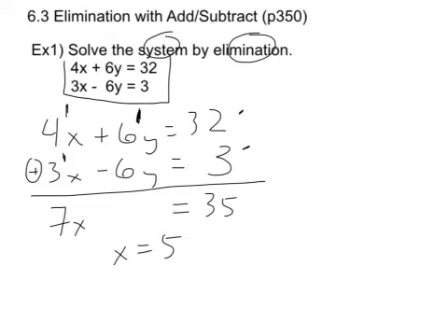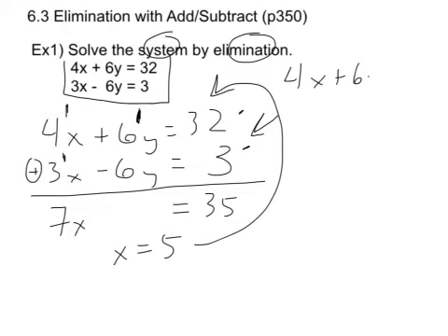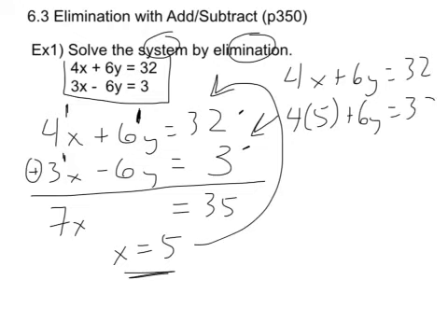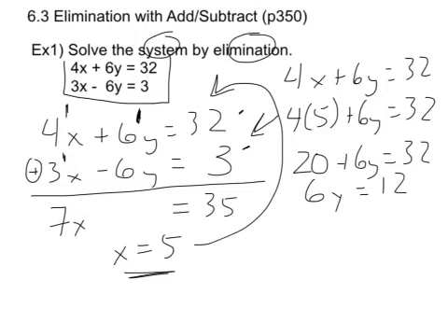Now that I know x equals 5, I can go back into either the first equation or the second equation. It really doesn't matter to find out what my y is. I'll use the first equation. 4x plus 6y equals 32. Now I'm substituting, 4 times 5, since I know x equals 5, 4 times 5 plus 6y equals 32. 4 times 5 is 20, plus 6y equals 32. Subtract 20 from both sides to get 6y equals 12, and then divide both sides by 6 to get y equals 2. So my solution is 2, 5.